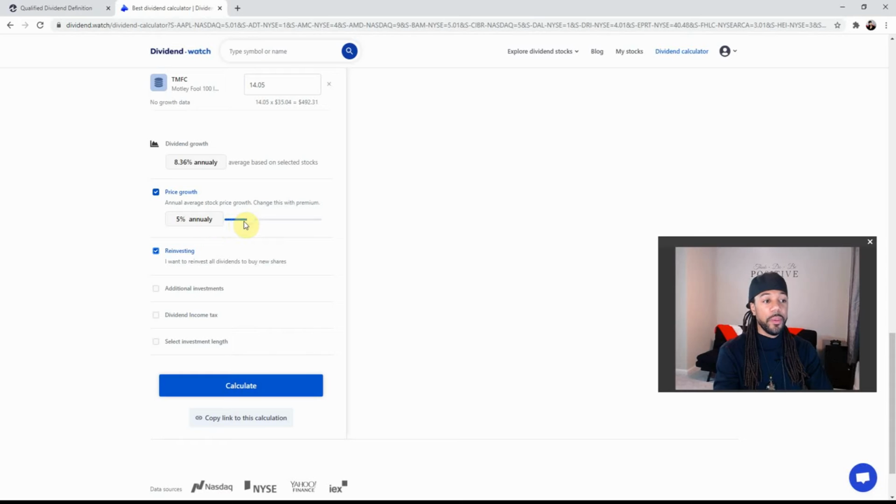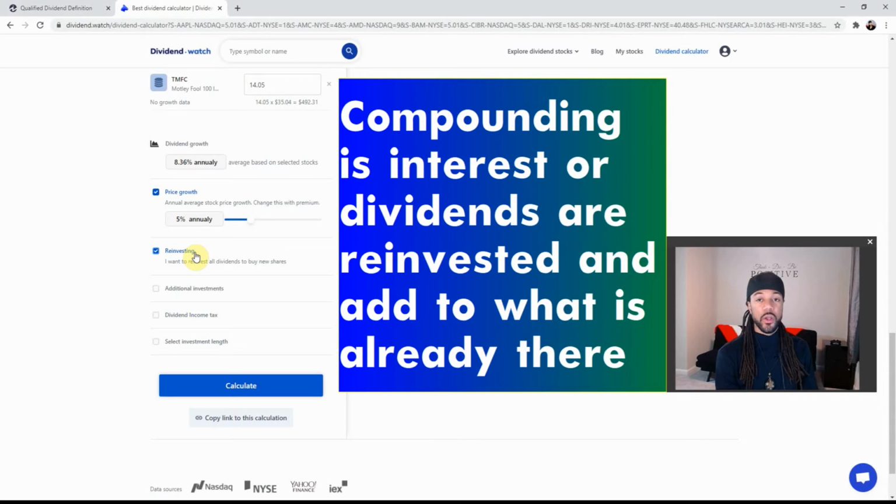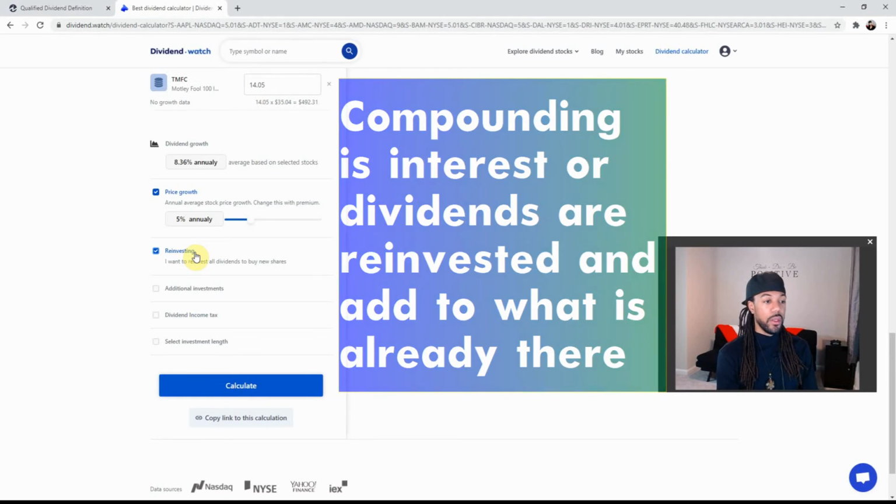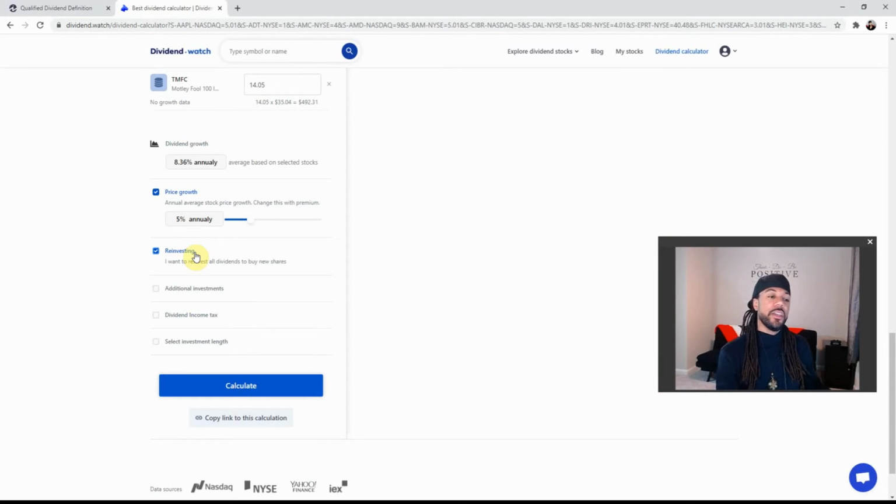Then of course you can pick the stock price growth. I'm gonna leave it at 5% just to be conservative, but typically they say the average stock usually grows 10% a year, typically. But I'm gonna just leave it at 5%. And then reinvesting. Everybody should know what reinvesting is. Reinvesting is how you compound. Compounding is when interest or dividends are reinvested and add to what's already there. So that's what compounding means. It's just you reinvesting your dividends back into the company, and that really helps you out. And you guys are going to see that once we calculate this up.